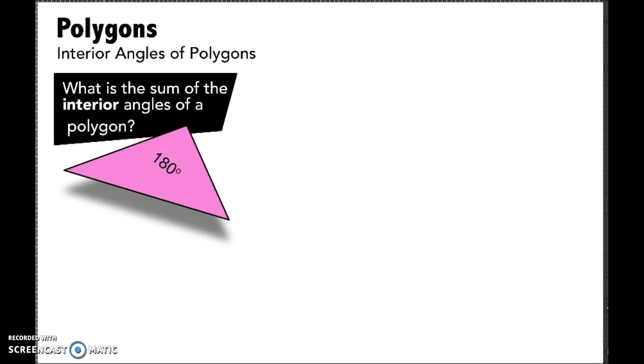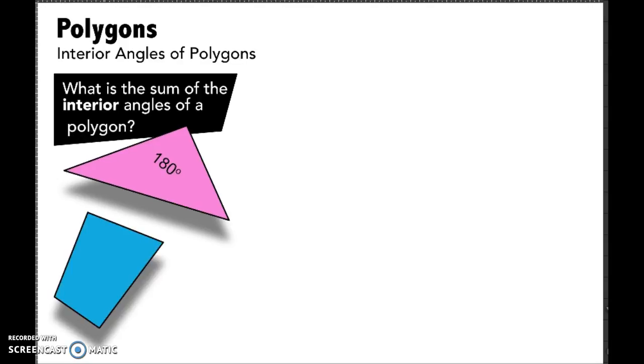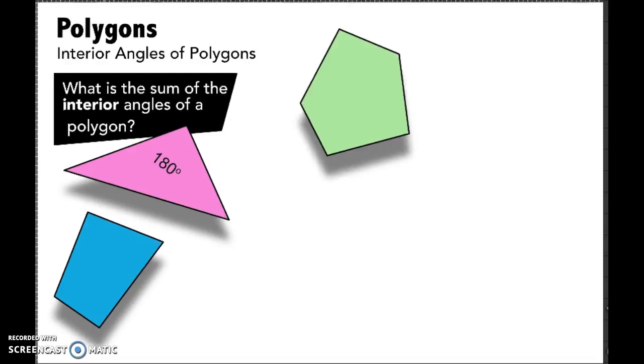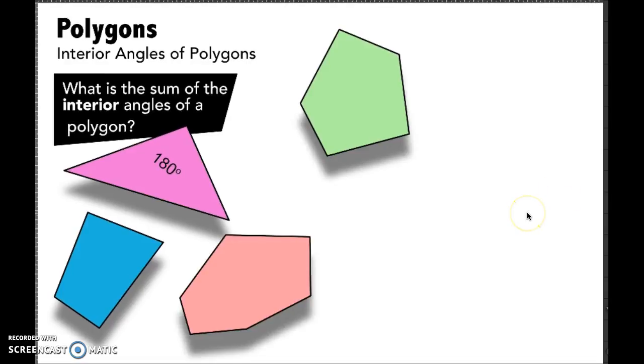But what about four-sided? What about five-sided? What about six-sided? What are the sum of the measures of those interior angles? What if we can divide each of these figures into triangles and then add up the measures of those triangles? Then we would get the sum of all the angles on the inside.